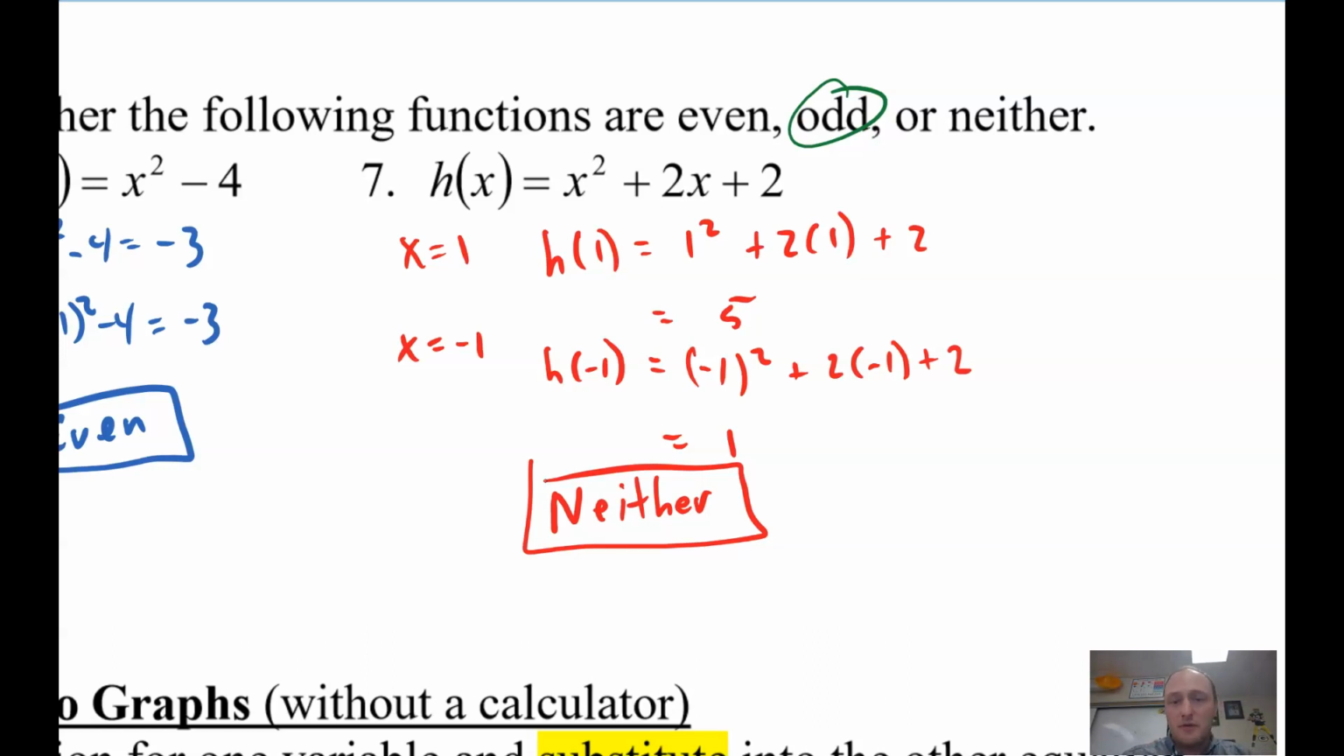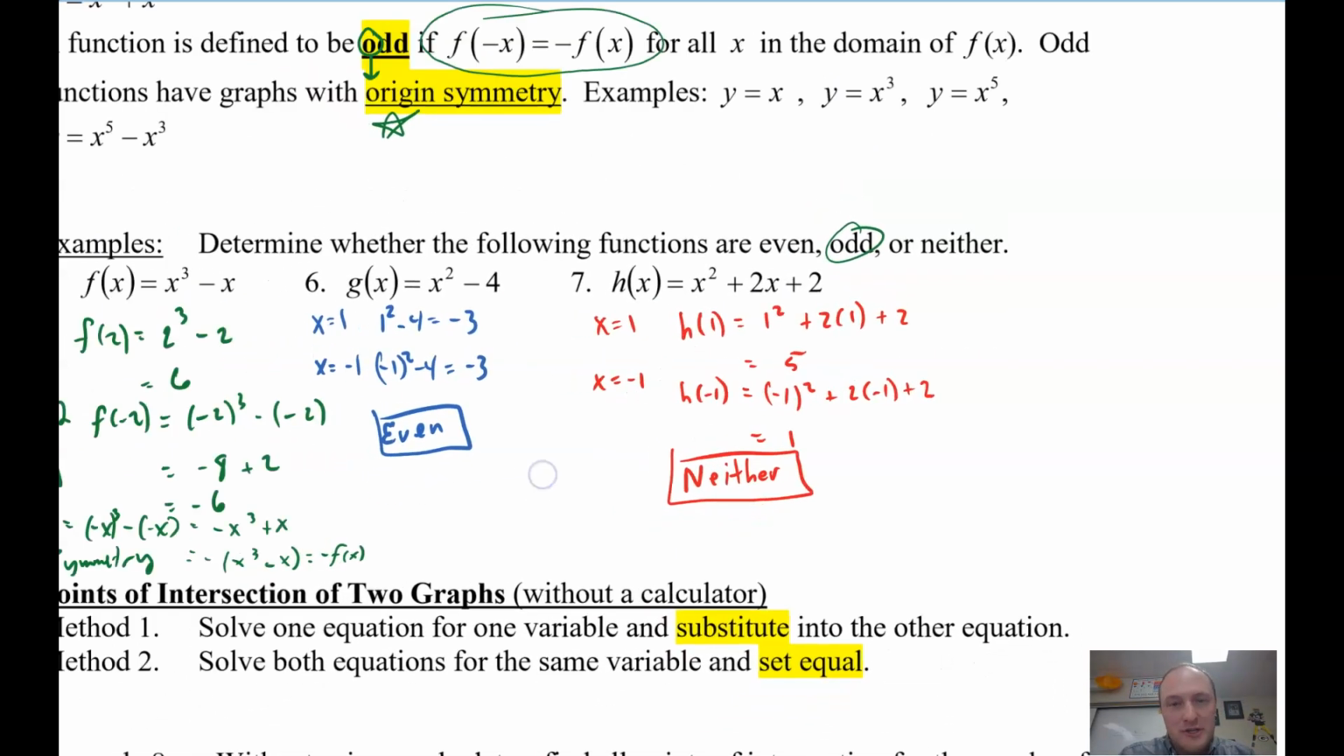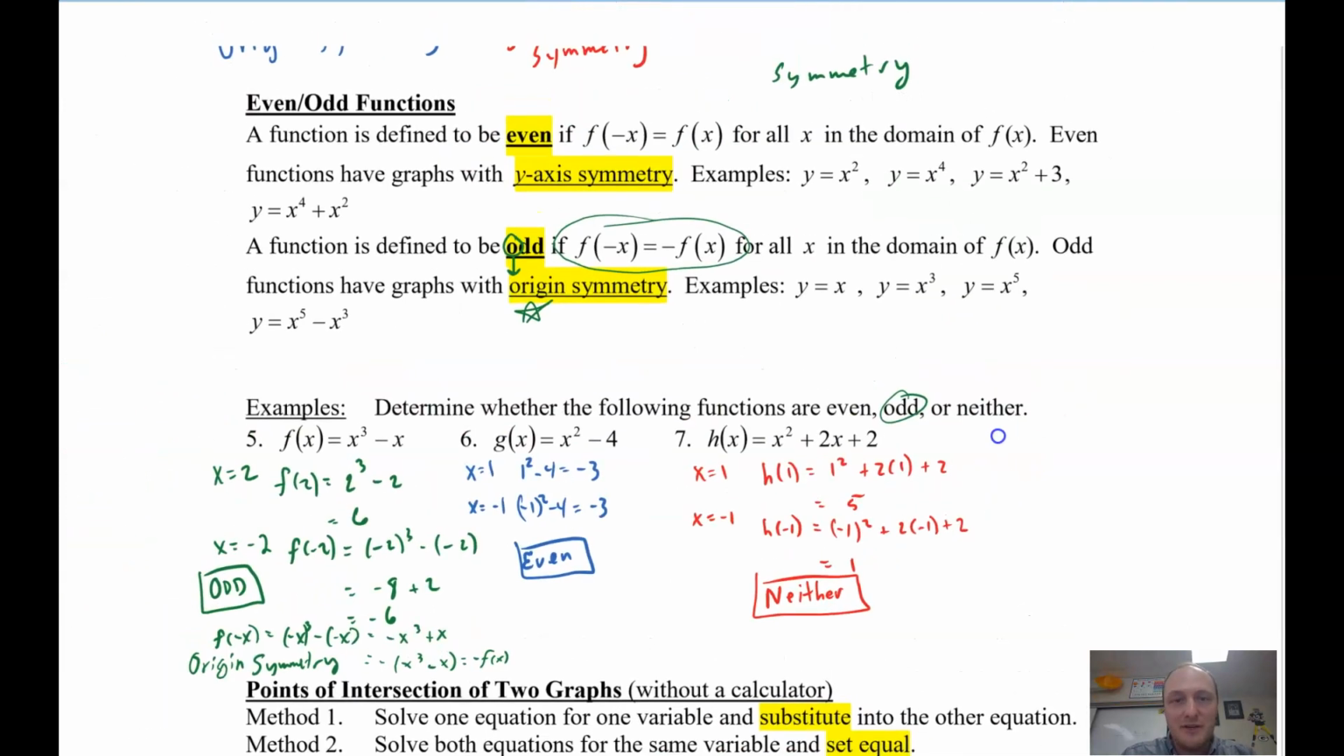This video focused solely on even and odd functions. We went over the definitions. We linked them back to the previous video, which talked about y-axis symmetry and origin symmetry. And if it's neither of those, then it's what we call neither. It's neither even nor odd.